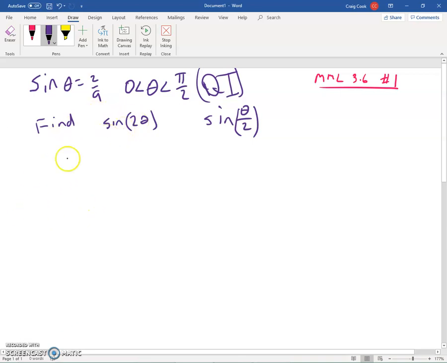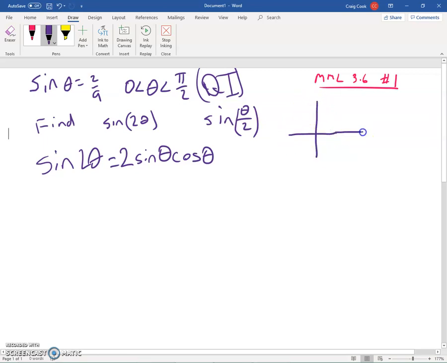So I want to find the sine of 2 theta. Well, sine of 2 theta is 2 sine theta cosine theta, and that came off of my formula sheet. And so I have sine of theta mentioned in the problem. I just need to find cosine of theta. Well, again, first quadrant, not standard angle. So we'll draw a triangle and say, well, for sine to be 2/9, that would look like this.